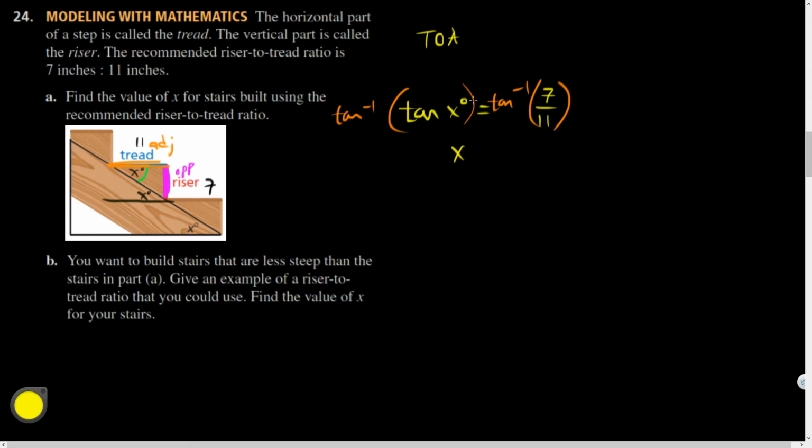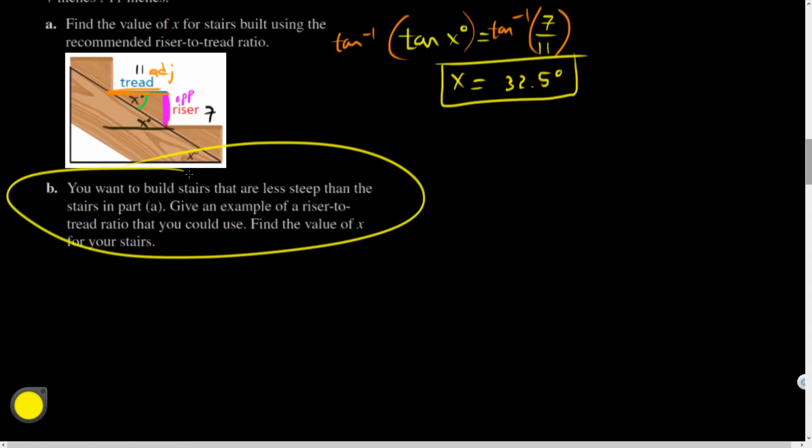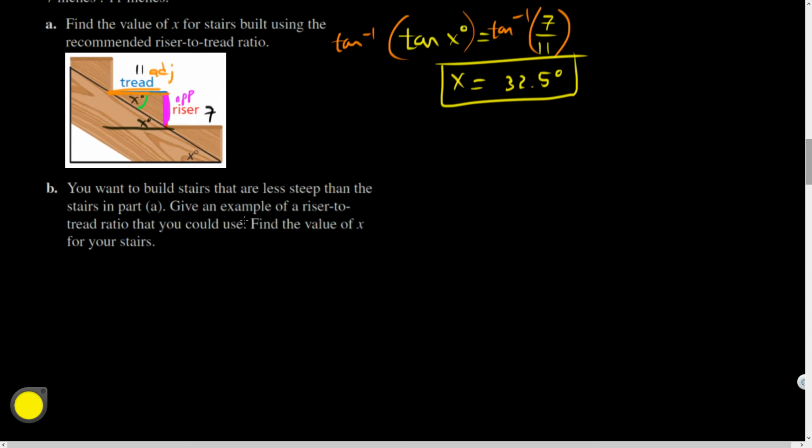Why did I put x in degrees there? So second, tan inverse of 7 divided by 11. I get x is 32.5 degrees. And then they ask, you want to build stairs that are less steep than the stairs in part A. Give an example of a riser to tread ratio you could use. Oh, so this is a hypothetical. Did you guys have to do this on the online version? Oh, options. Give me one of those options that worked.